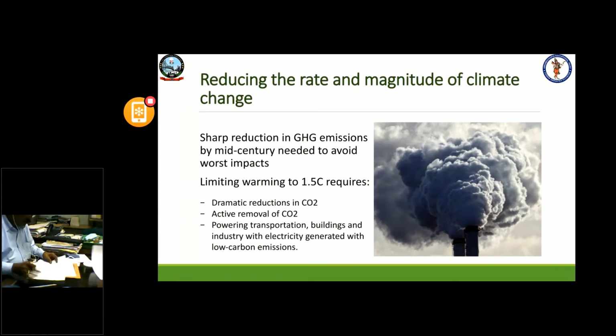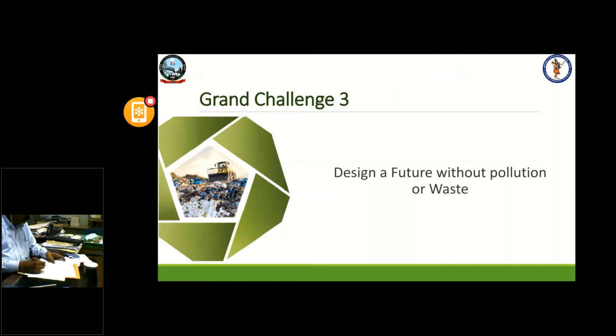You can see the reducing rate and magnitude of climate change, with a sharp reduction in greenhouse gas emissions. Limiting warming to 1.5 degrees centigrade requires a dramatic reduction in carbon dioxide and active removal of carbon dioxide. You can have power, transportation, buildings, industries, and electricity generated with low carbon emissions. The grand challenge 3: design a future without pollution or waste.